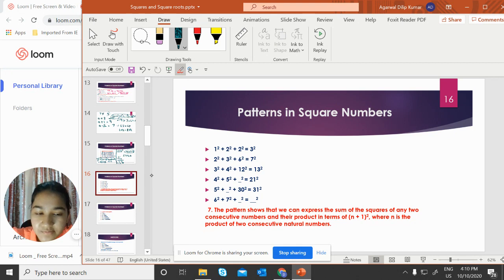The next pattern. The pattern shows that we can express the sum of the squares of any two consecutive numbers and their product in terms of n plus 1 square, where n is the product of two consecutive numbers. Oh my god, a lot of big statements. But let's understand the simple way what it means. I feel that it will be a little bit confusing to you all if you just get started with patterns right now. Next time.